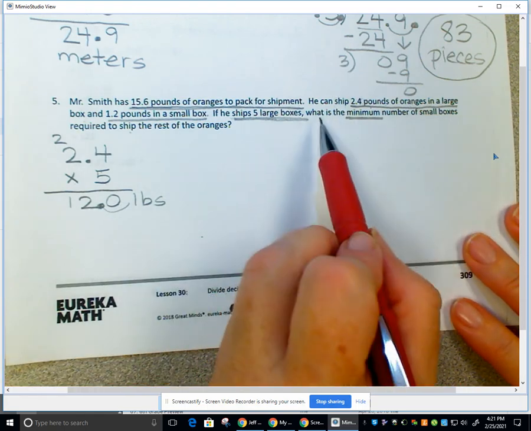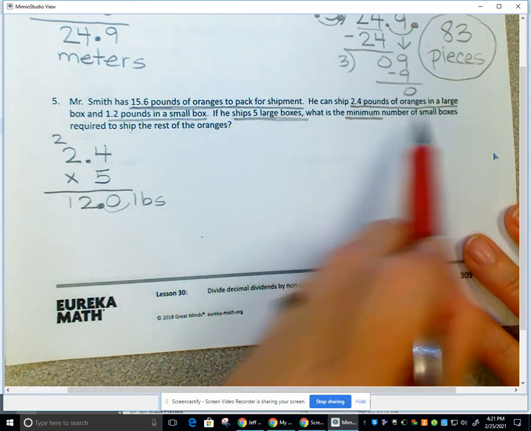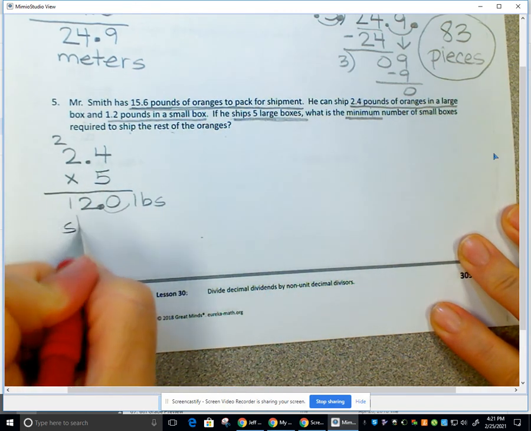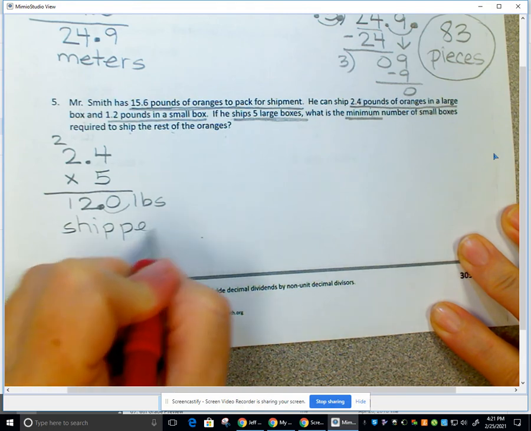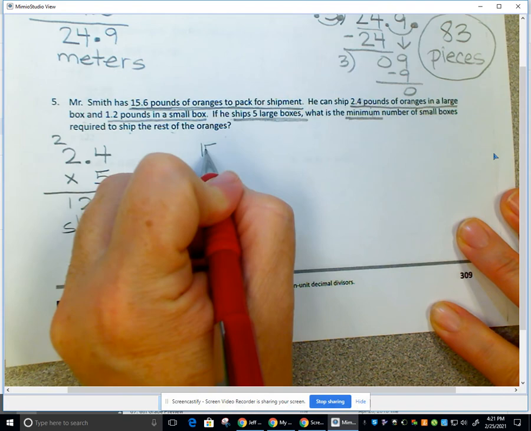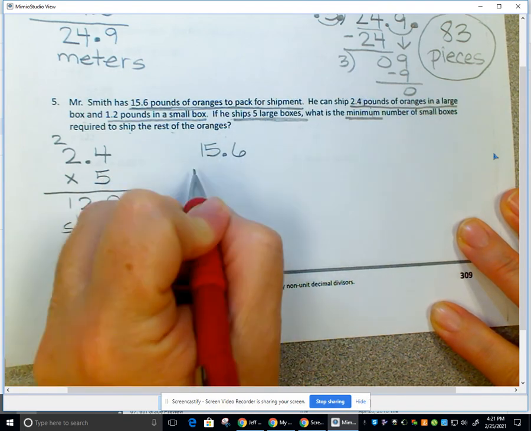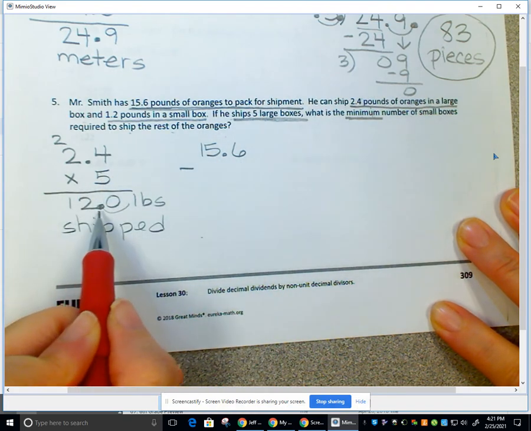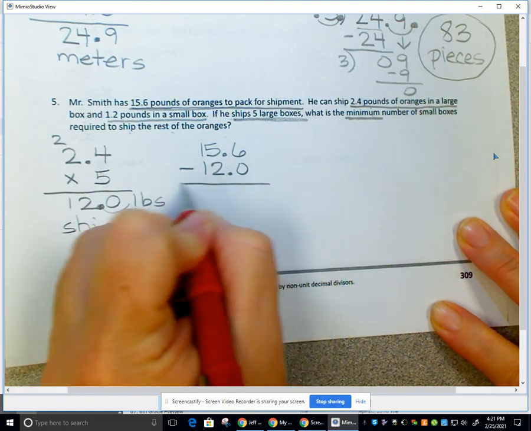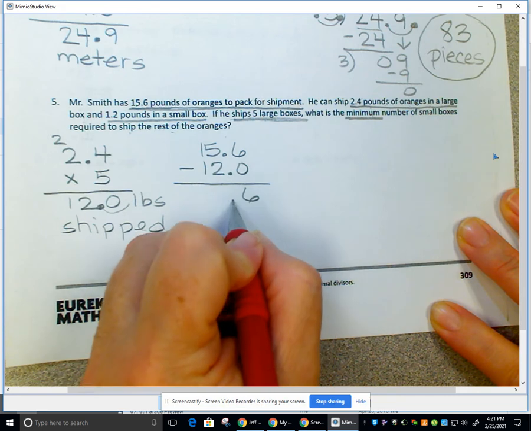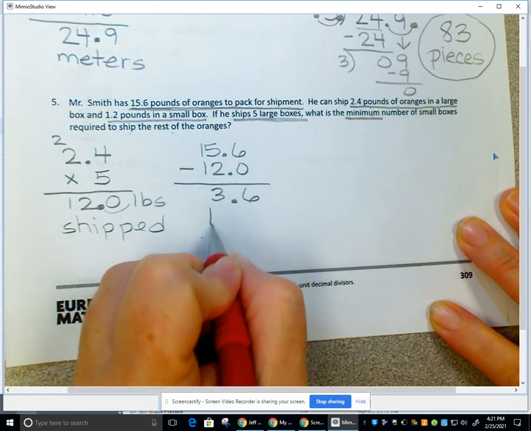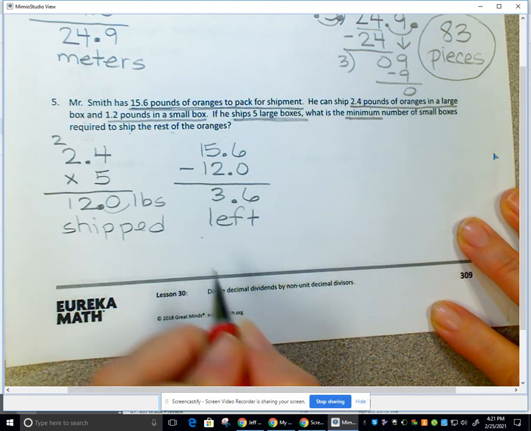Now it's saying, what is the minimum number of small boxes required to ship the rest of the oranges? So these got shipped. So let's see what's left. I started with 15 6/10. Let me take away what got shipped. Remember to line your decimals. 6, that's 3. So I've got 3 6/10 left to ship.